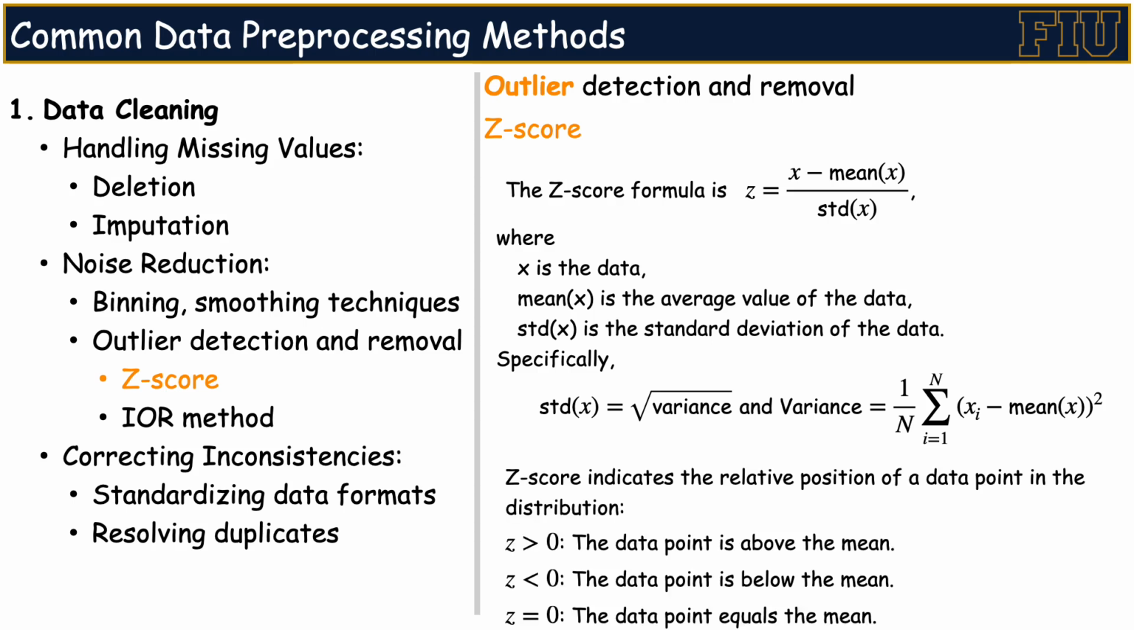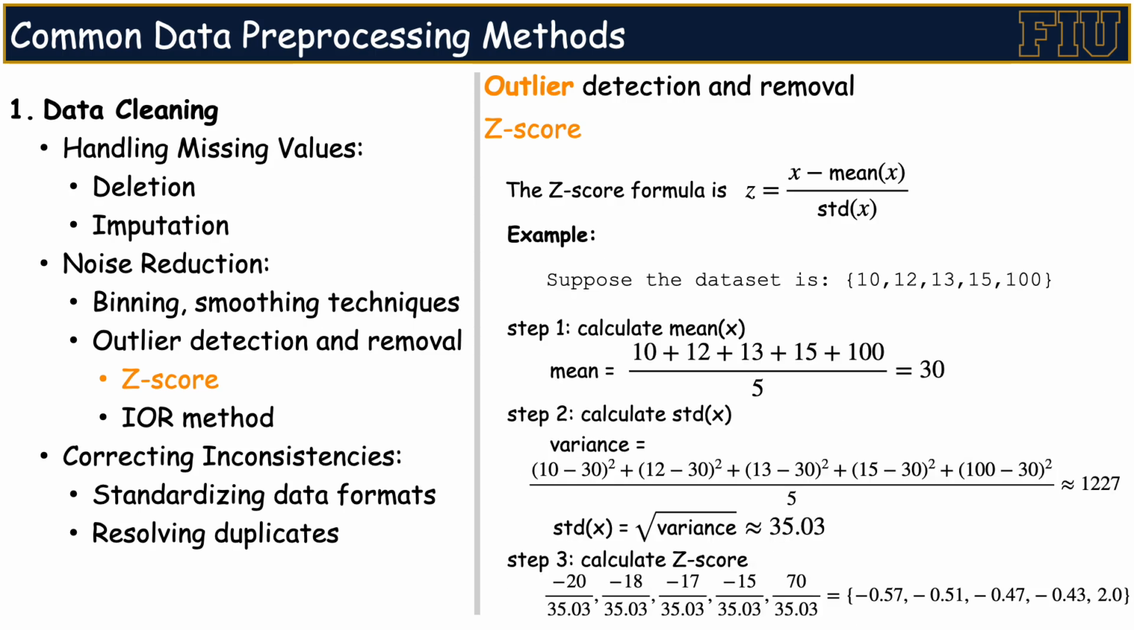The z-score indicates the relative position of a data point within the distribution. Specifically, when the z-score is greater than 0, it means the data point is above the mean. If the z-score is 0, the data point is exactly at the mean, and if the z-score is less than 0, the data point falls below the mean. Let's go back to this example to see if 100 is an outlier.